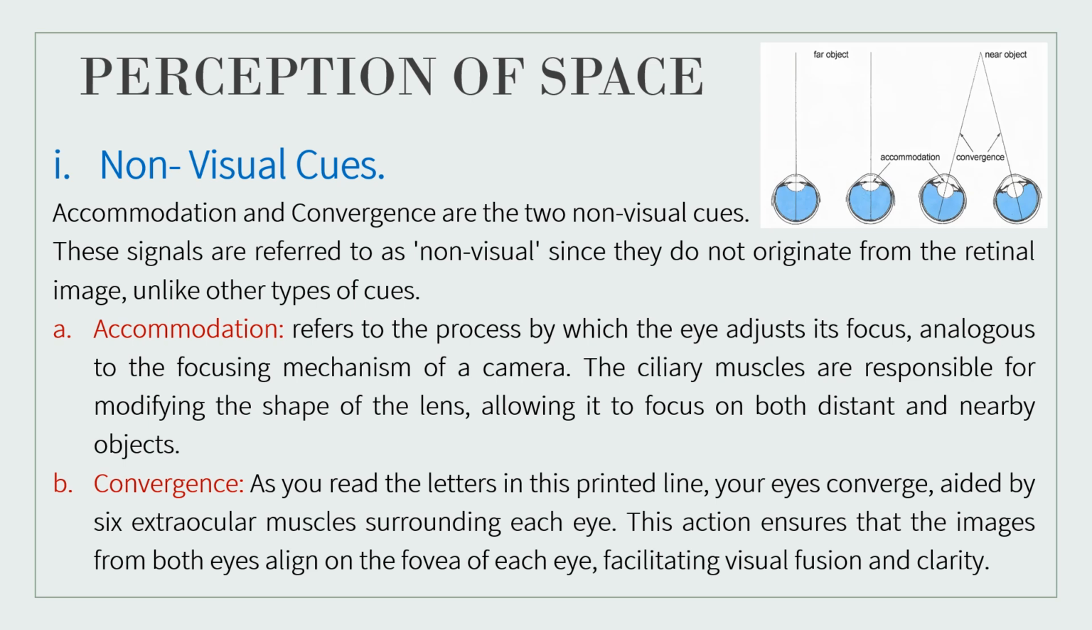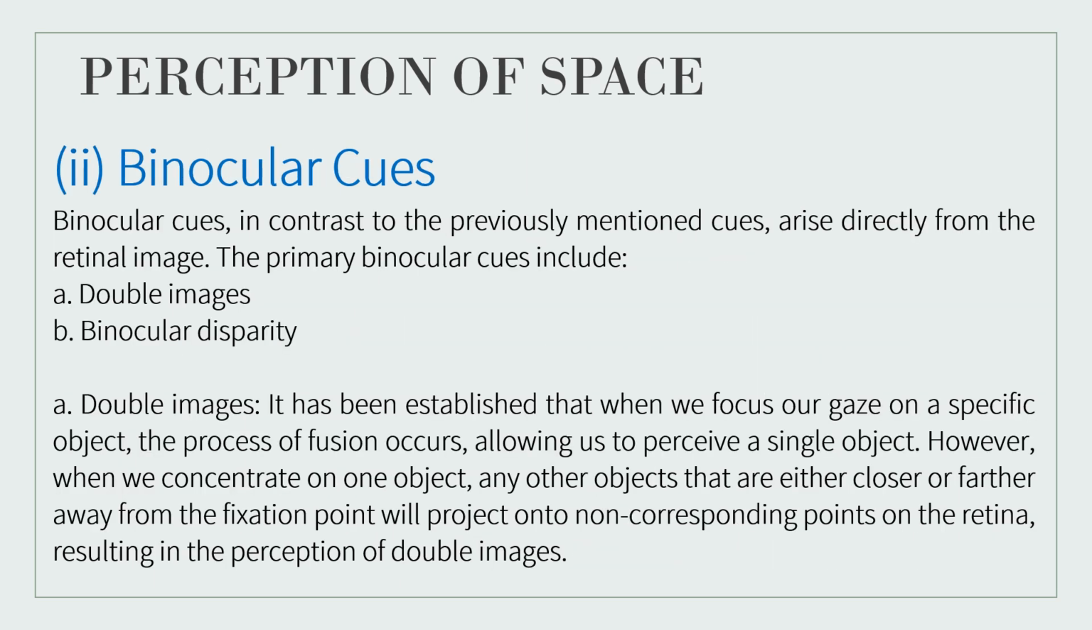And by the mechanism of convergence, as you read the letters in the printed line, your eyes converge on the words or letters on the paper. So this is convergence, by virtue of which we perceive the object in space, which are non-visual cues.